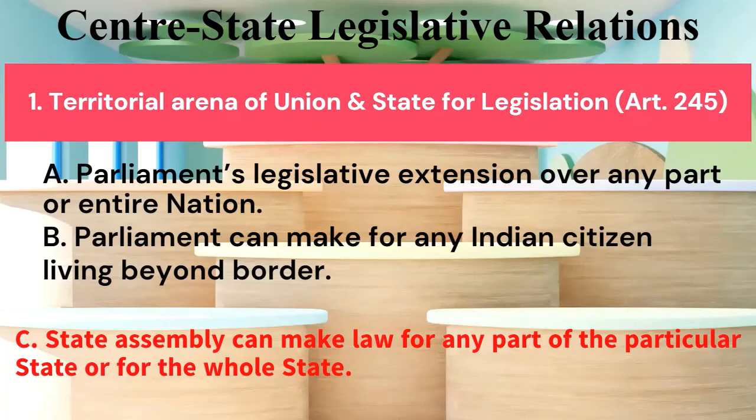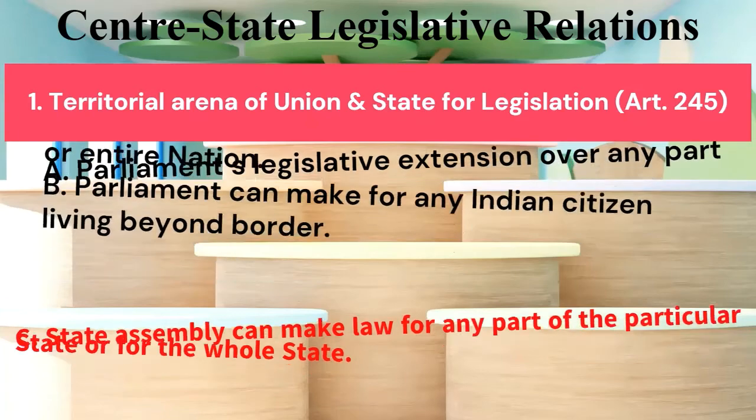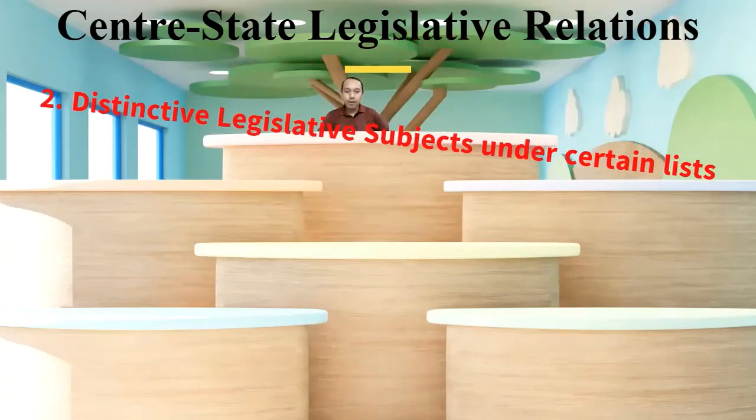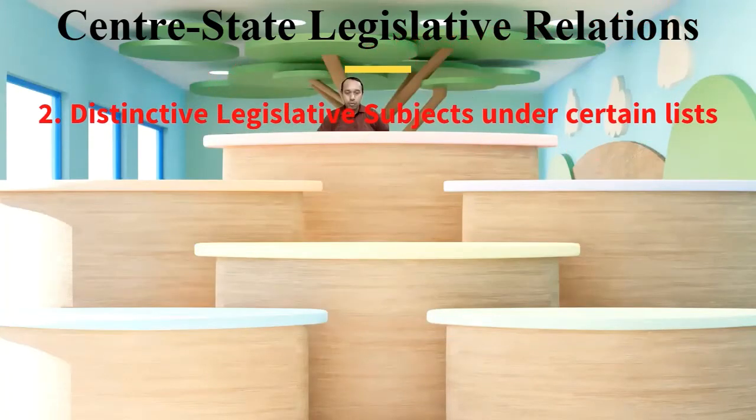However, the laws made by the parliament have certain exceptions in case of certain areas, especially the union territories and the tribal areas and tribal tracts of Assam, Meghalaya, Tripura, and Mizoram. Article 245 to Article 255 deals with the legislative relation between center and the states. There are certain distinctive lists of subjects to be legislated by the center and the state.